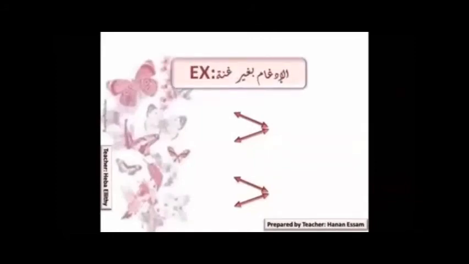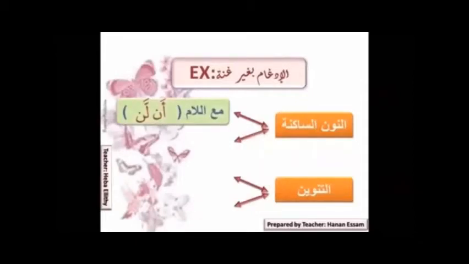الإدغام بغير غنة, we will see examples for it here. It's with noon sakina or with tanween. If it's with noon sakina, we have with lam first, example with lam first. ألن, ألن. I didn't say an, lan. I say al, al. Like I take this noon away and I put instead of it lam. Like that. I take this noon away and I put instead of it lam. Al, allan.